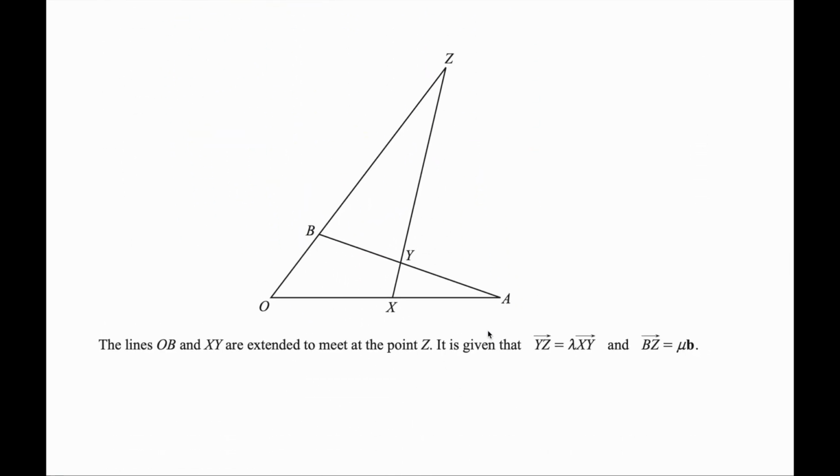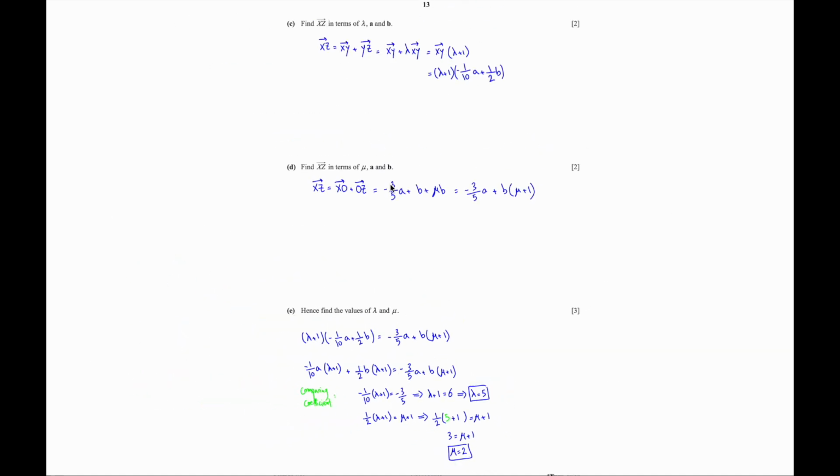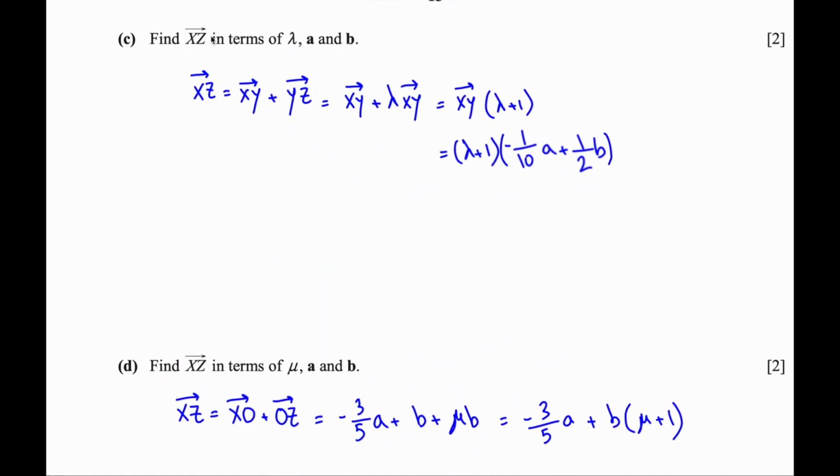Now, I'm given another diagram, which is the extended version of the first one. If you extend XY and OB, eventually they're going to meet each other at a point called Z. I'm also told that YZ is lambda XY, and BZ is mu B. So let's see what the question is asking from us. We have to find XZ in terms of lambda, A and B.